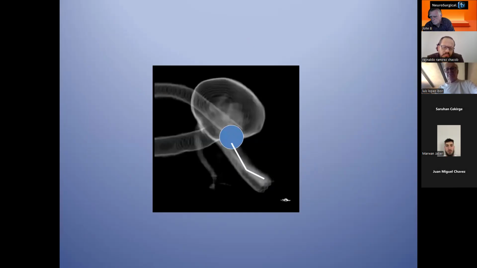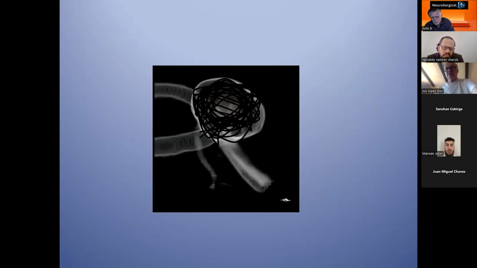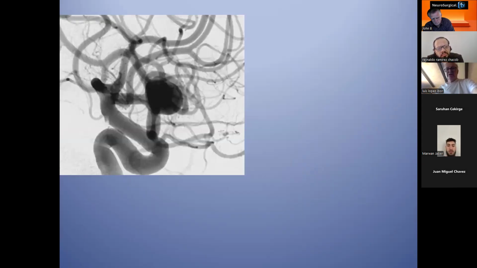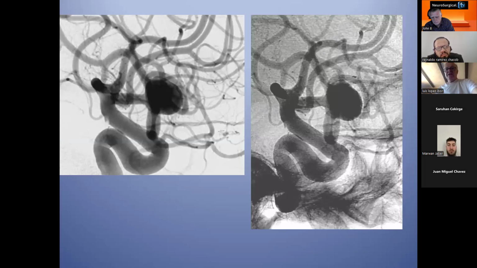When you inject the coils, the problem is that when you deflate the balloon, the coil prolapses in the parent vessel. This is the reason I decided to change the strategy and place one Neuroform, an open cell stent, in the superior branch.